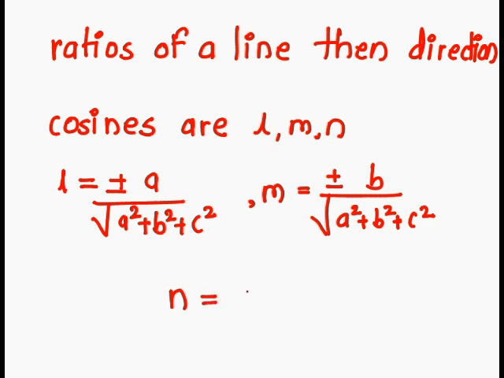N is equal to, yes, you are correct, plus or minus C upon square root of A square plus B square plus C square. So this is how we find the DCs, that is, direction cosines, from direction ratios. We require these to find the equation of a right circular cone. Now let's go to the next step.